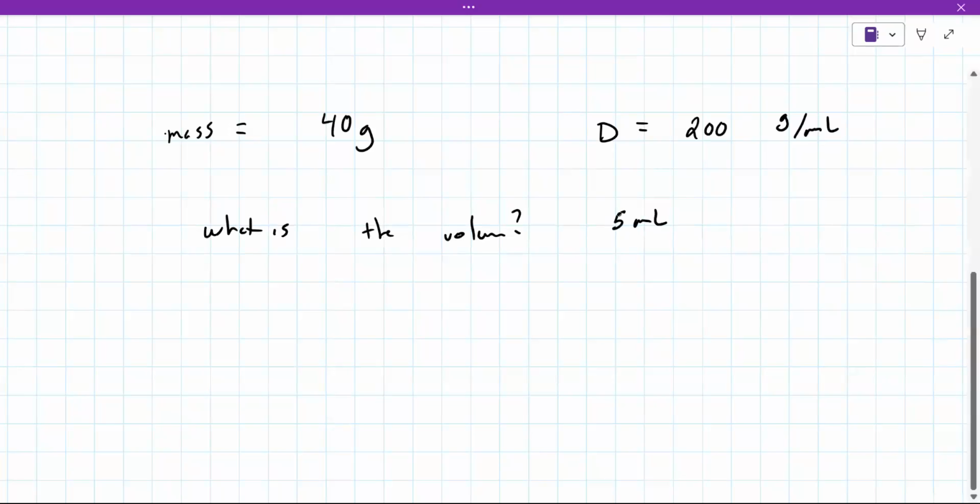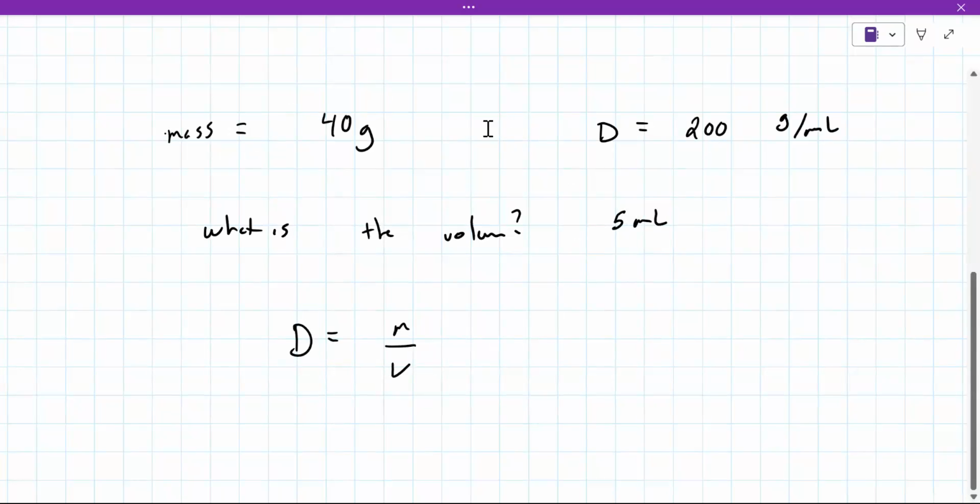Okay, how did you come up with that? Because you should just be able to just divide. Divide what? Divide 40 and 200, and then you get 5. Okay, but what is the formula for density? D equals M divided by V. Okay. Am I giving you V?